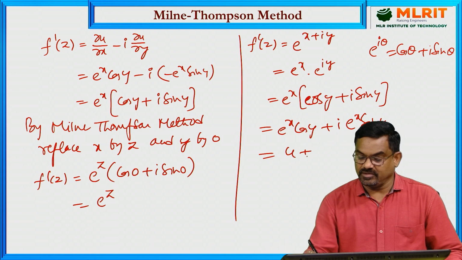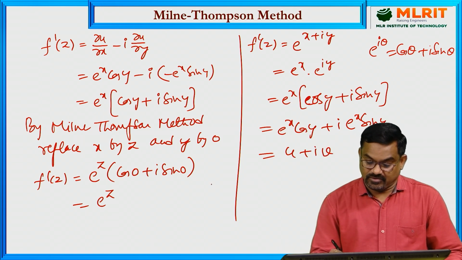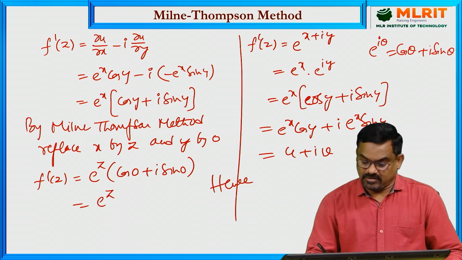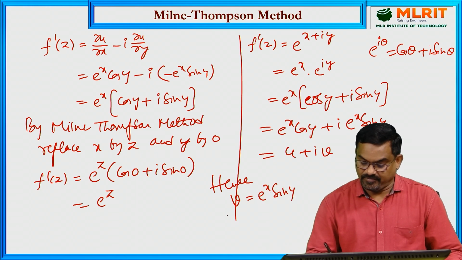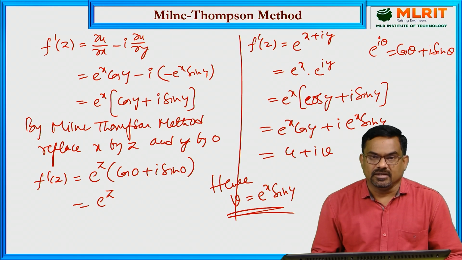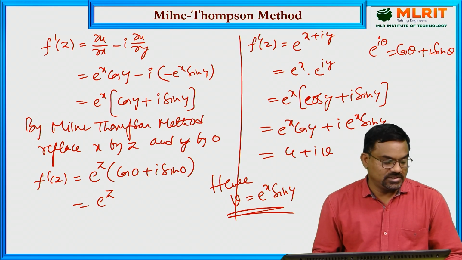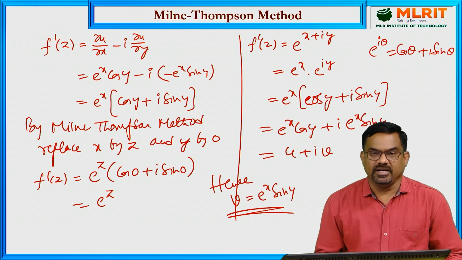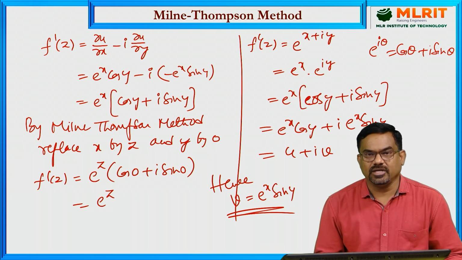So this is in the form of u plus iv. So hence the conjugate function v is e power x sin y. This is the conjugate harmonic function of the given harmonic function. So this is the method of finding the conjugate harmonic function. So the Milne-Thomson method helps us in finding the conjugate harmonic function.